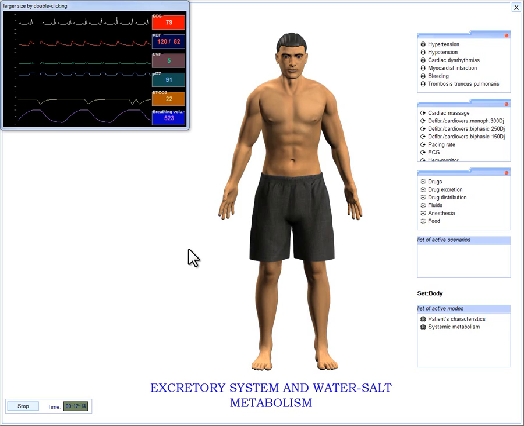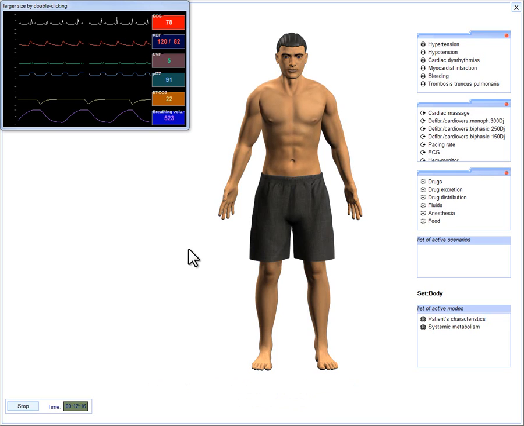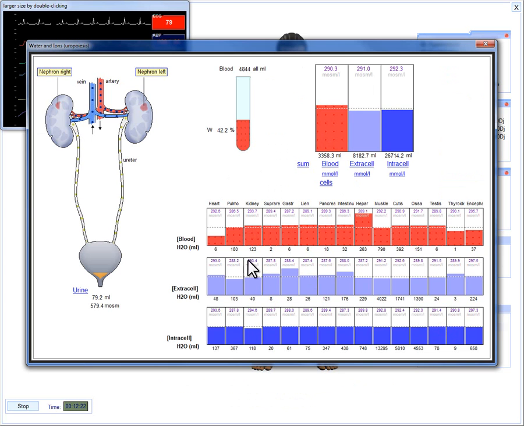This mode is accessible when the kidneys are selected from the main menu. On the left, one can see an icon for the excretory system, kidneys, bladder, and blood vessels that feed the kidneys.